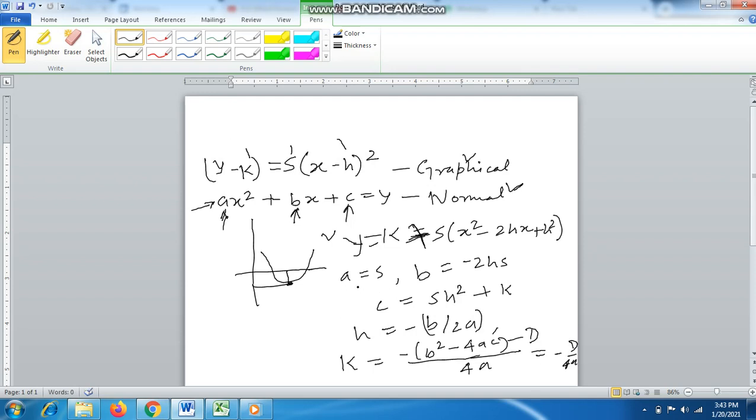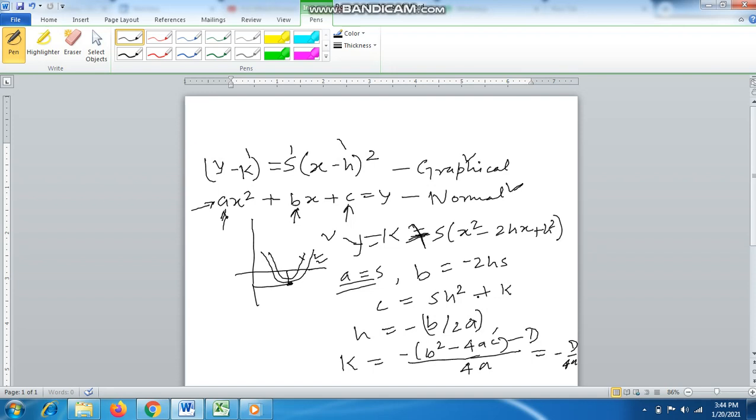As you can see, a affects the shape of the parabola. Shape means how open or closed the parabola is. It can be something like this also. This is a bit closed kind of parabola, and this is a bit open kind of parabola. So a is affecting the shape of the parabola, and b is affecting mainly the vertical displacement. B is affecting not only the horizontal but also the vertical displacement of the parabola. And c is affecting only the vertical displacement.